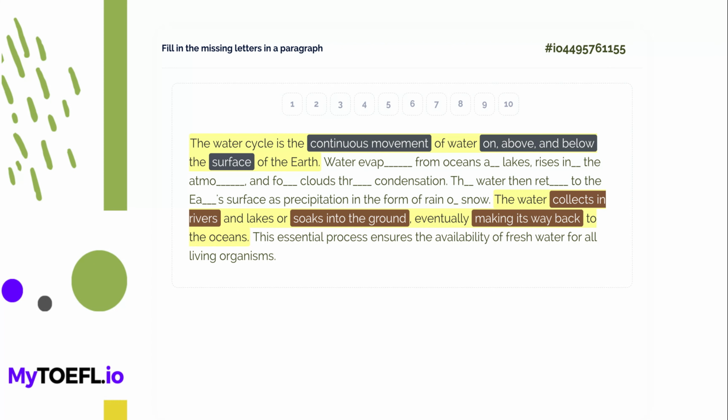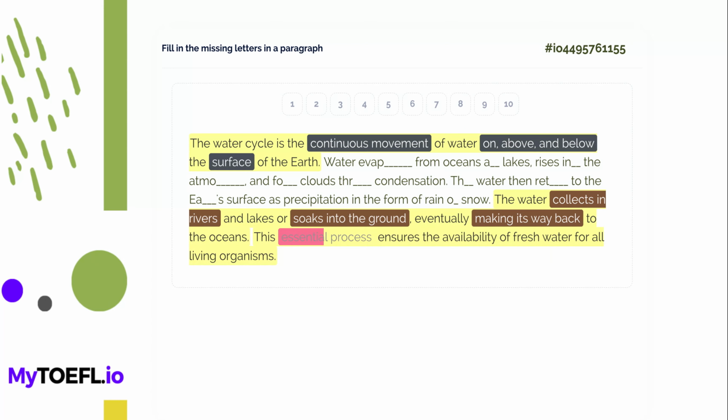Now, let's read the final sentence, which wraps up the paragraph by explaining why this is important. This essential process ensures the availability of fresh water for all living organisms. This conclusion highlights the significance of the water cycle.